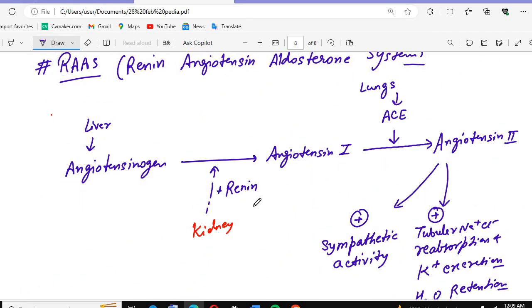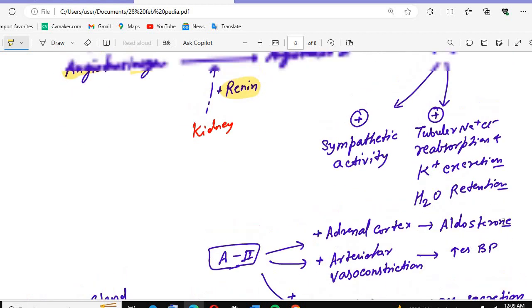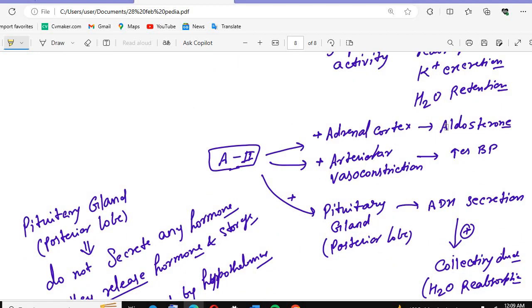See, I'm repeating it again, we have the angiotensinogen. So on angiotensinogen, which hormone will act here? The renin will act, and then we have angiotensin 1, and from the lungs ACE enzyme will be there, and after that angiotensin 2 will be released. And angiotensin 2 has sympathetic actions, tubular sodium reabsorption, water retention and potassium excretion, like the function of aldosterone, that's the same fact. It stimulates the adrenal cortex, that's why it releases the aldosterone.